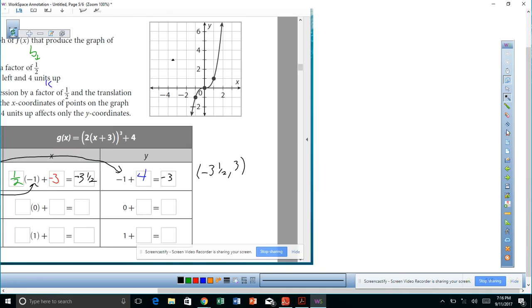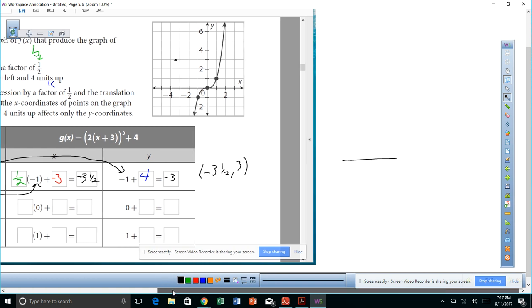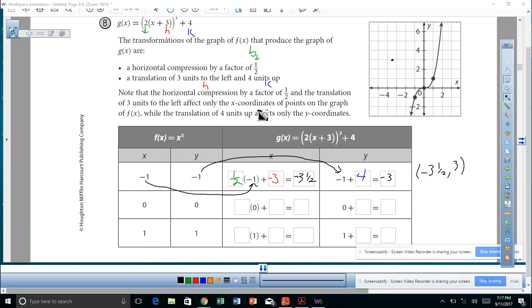Well, let's look at 0, 0. Oh, I hit that button. Dadgummit. How do I get that back? I did not mean to do that. Oh, there it is. There's the bar.